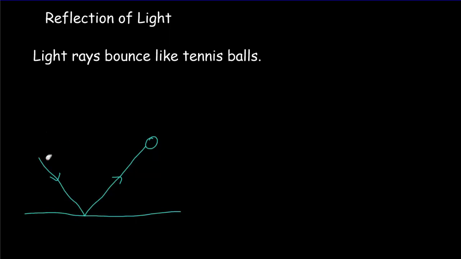If instead of a tennis ball we've got a source of light, say a flashlight, we've got a beam of light or a light ray coming in, and then a light ray going out. This ray coming in, we'd call the incident ray. This ray coming out we'd call the reflected ray. This here would be a smooth surface for the light, and typically that means we're talking about a mirror.